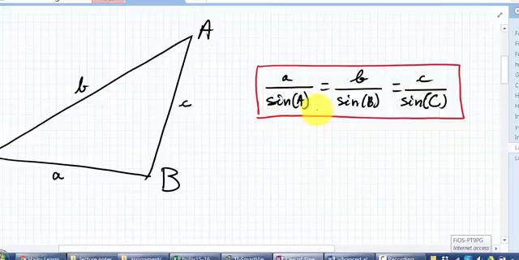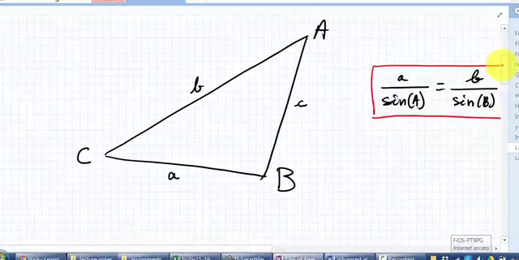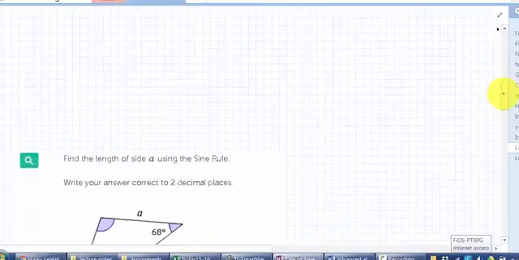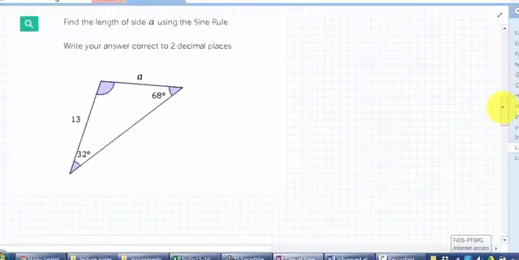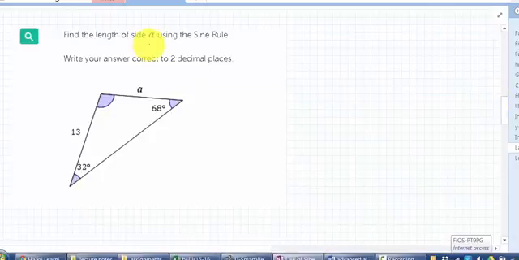Let's apply the law of sines. Okay, so we'll see how to deal with this double equality here. All right, I picked the problem from MathSpace, so you may encounter the same problem when you're doing your MathSpace task. So here we go. Find the length of the side A right here, using the sine rule. All right, so this is the side I'm looking for.